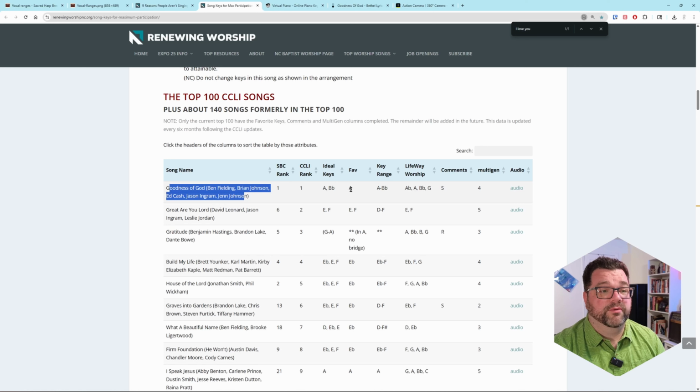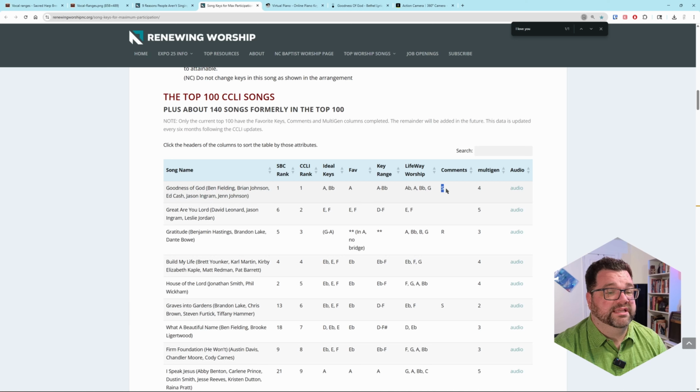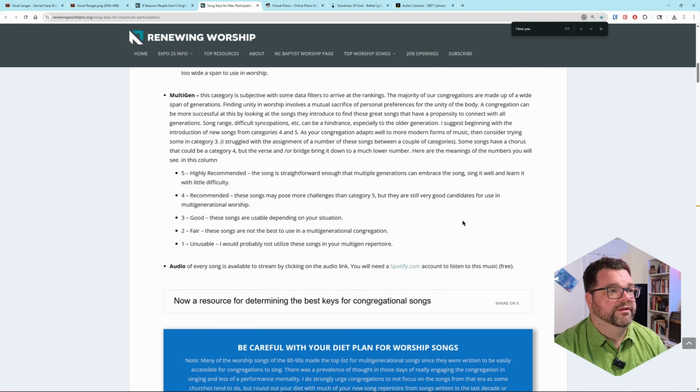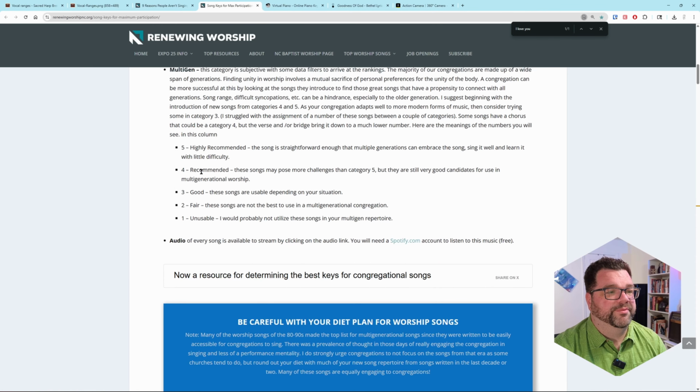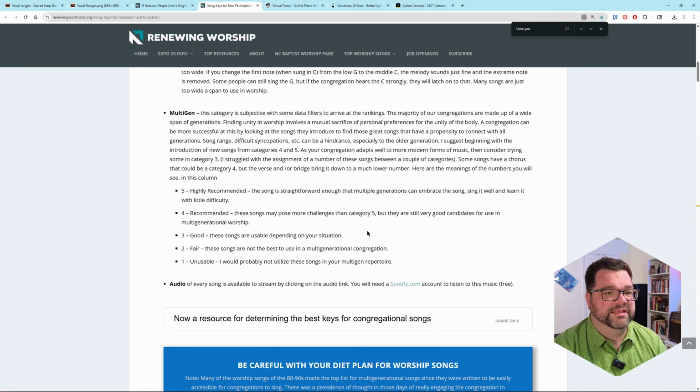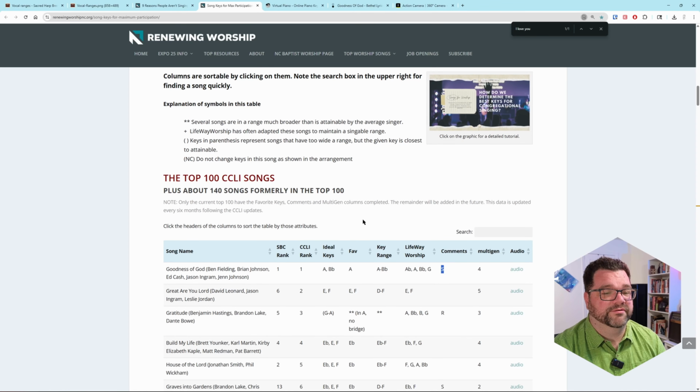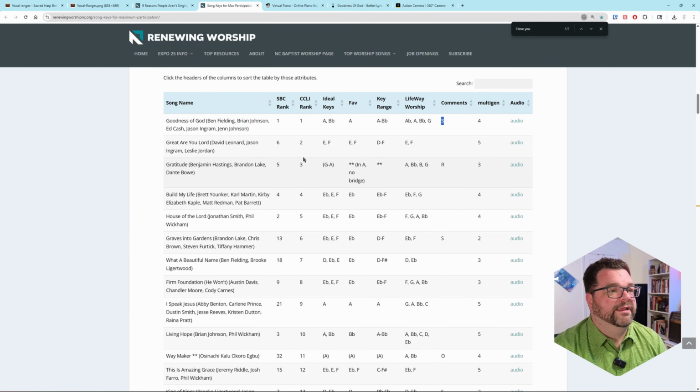So I would start with A and see how that feels, see where the high note is, and go from there. They're also saying there's some syncopation that might be a problem, and even like their multi-generation score, which I'm not going to go over, but they have some different suggestions based on making sure the songs are suitable for multi-generations. But they're recommending the key of A.